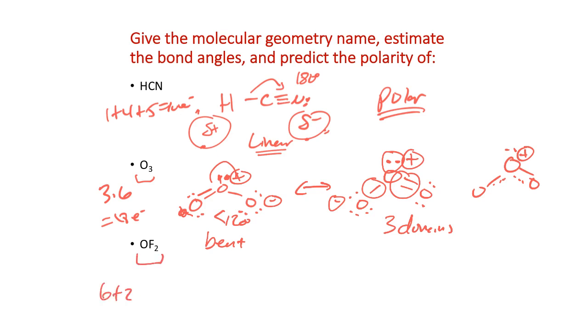OF2: 6 plus 2 times 7 for a Lewis structure, 20 total electrons. Central O, fluorines connected, lone pairs, that's 16 electrons, 2 left over, onto oxygen. So it looks just like water. Bent, bond angle here should be less than 109.5 degrees. Close to 109, but a little less due to the lone pair repulsions being greater than the bonding pair repulsions.